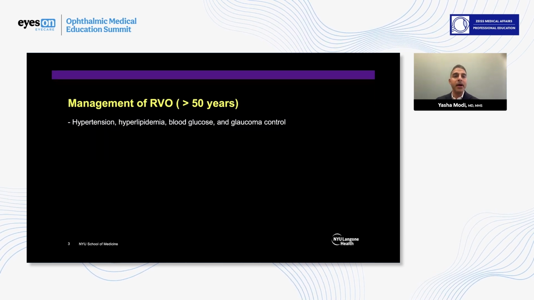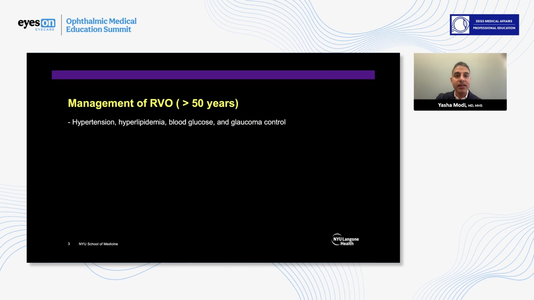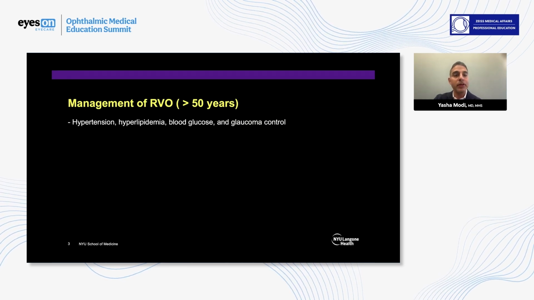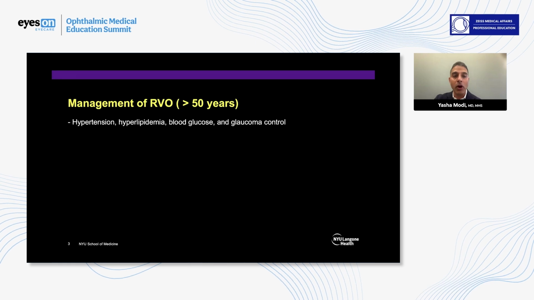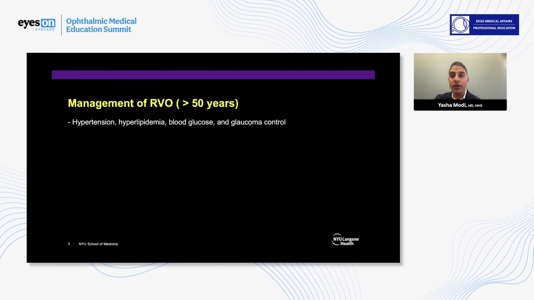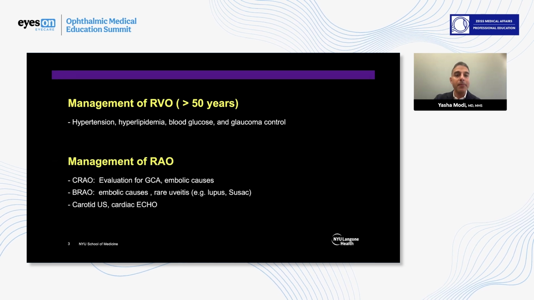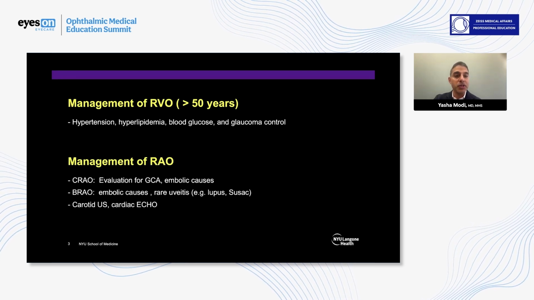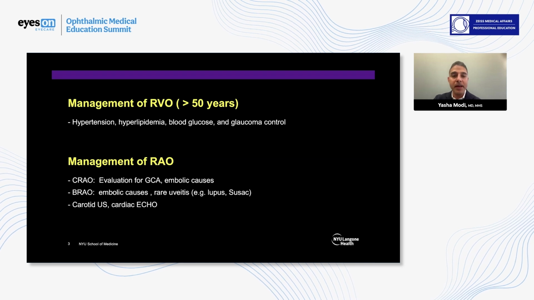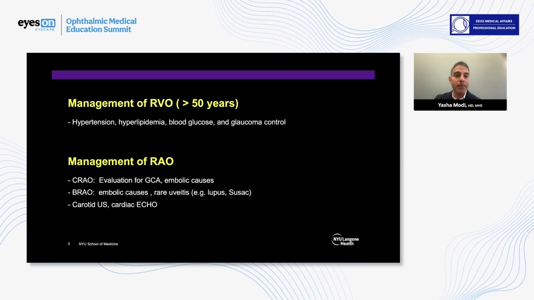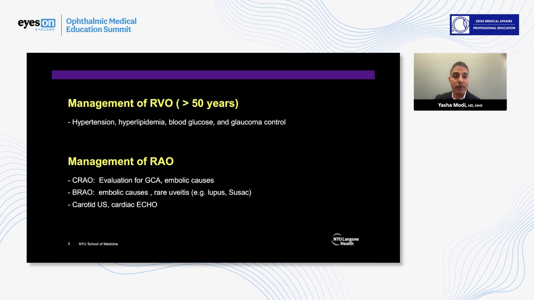When we think about the management of retinal vein occlusion, particularly in individuals over 50 years of age, these are frequently individuals where the goals of care are management of hypertension, hyperlipidemia, blood glucose, and glaucoma. When we think about the management of retinal arterial occlusion, these individuals with CRAO can have two major possible causes, one being embolic causes, and the other being an evaluation for giant cell arteritis.